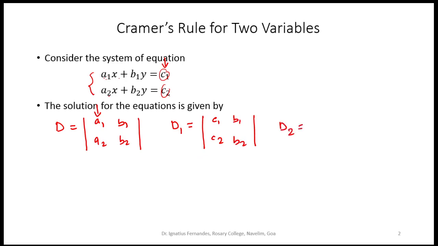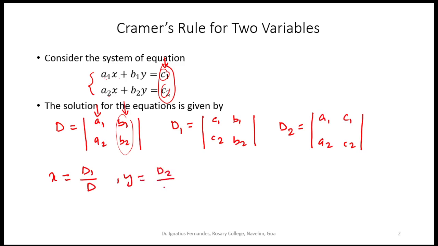The same way we write down d2, and d2 is written by replacing the second column by the right side column. So now a1 and a2 will be as they are, and b1, b2 will be replaced by c1, c2. We find the value of this determinant. Once we have found the value of each of these determinants, the value of x is given by d1 upon d, and the value of y is given by d2 upon d. It's a simple method which can be used very well by anyone.